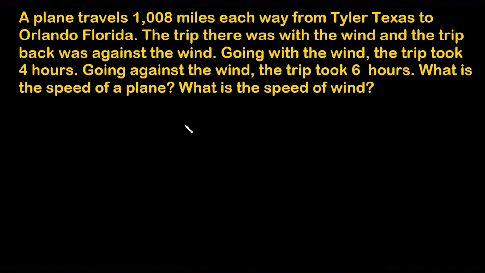It says the trip there was with the wind and the trip back was against the wind. It then says going with the wind, the trip took 4 hours. Going against the wind, the trip took 6 hours. What is the speed of the plane? What is the speed of the wind? So they're looking for two things here. They're looking for the speed of the plane and then the speed of the wind.